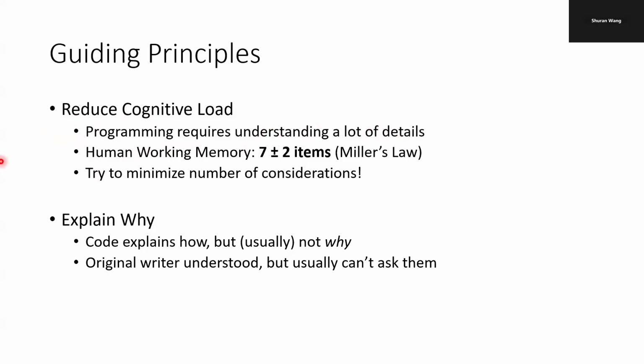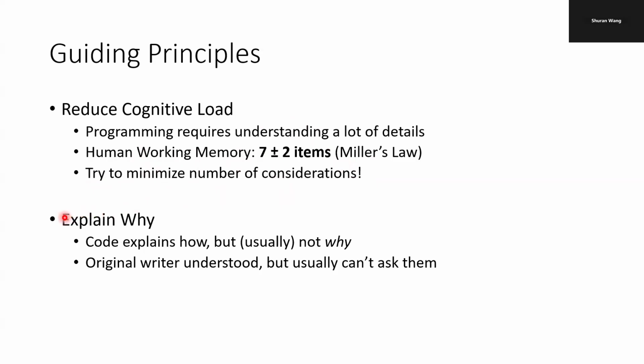Human working memory is 7 plus or minus 2 items by Miller's law. If you exceed this many items at a time, your code is hard to read because the reader needs to flip back and forth to see what they have forgotten. Try to minimize the number of considerations at a time.